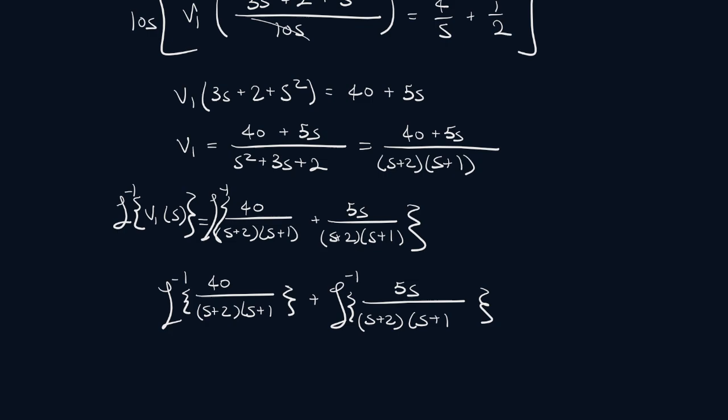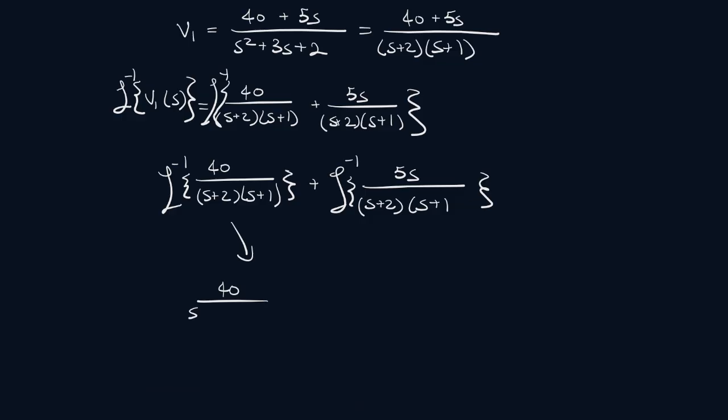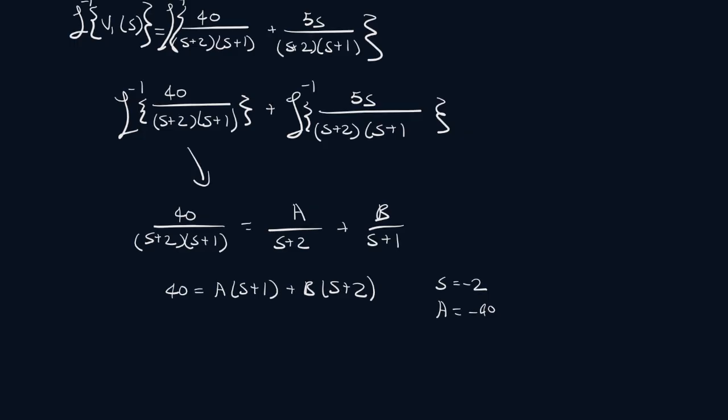So we'll have to do partial fractions. So let's do the partial fractions for this one. So it'll be 40 all over s plus 2 times s plus 1. That will be equal to a all over s plus 2 plus b all over s plus 1 times everything by this value. So we have 40 equals a s plus 1 plus b s plus 2. Now when we let s equal minus 2, our a should be minus 40. And when we let s to be minus 1, our b should be 40.